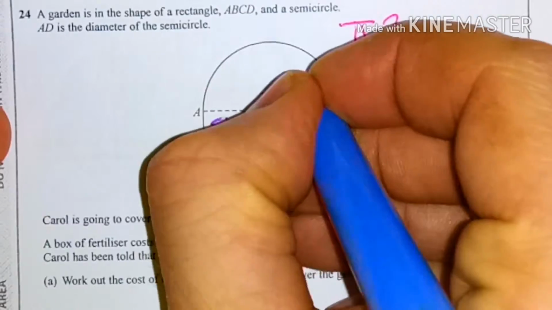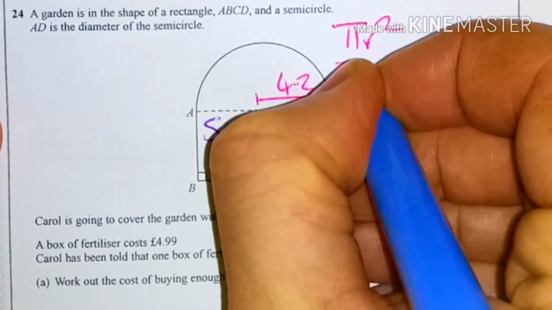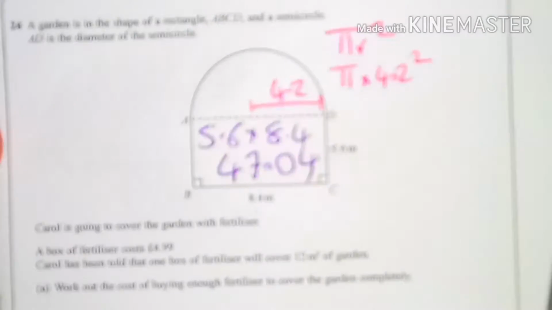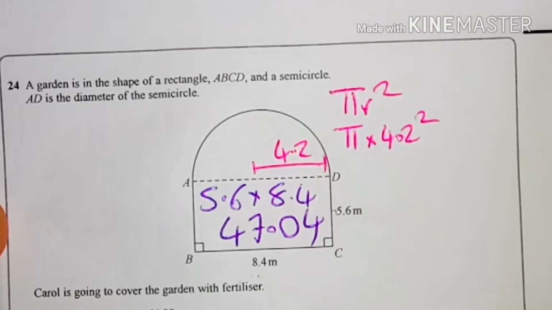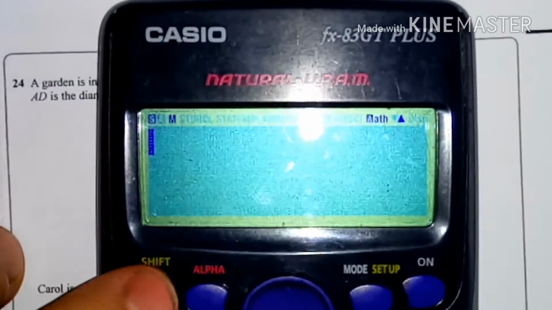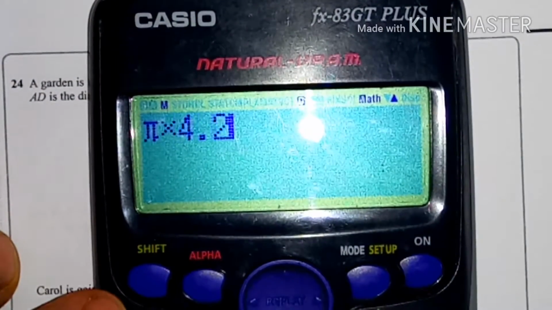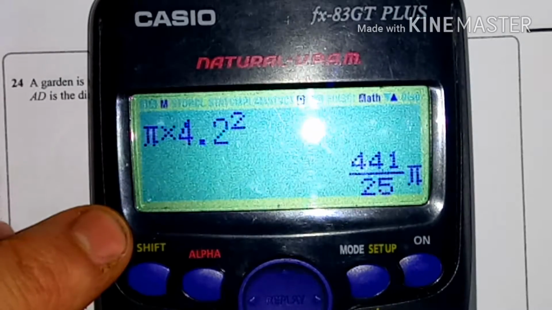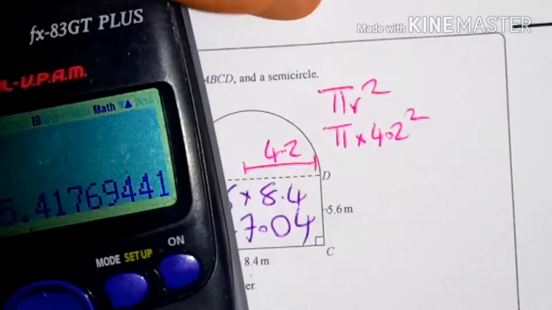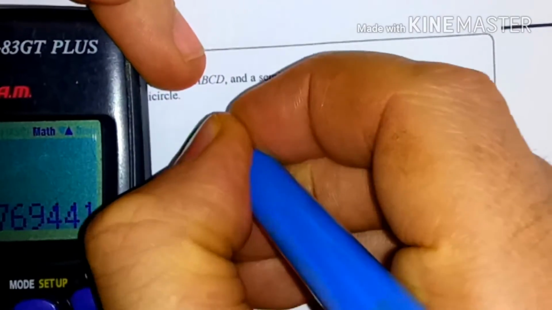4.2. So the question I have to do is pi times 4.2 squared. Now some of you might want to leave your answer in terms of pi. It will make no difference. So let's do pi times 4.2 squared equals, okay, I'm going to round it to about 4 decimal places just for the sake of accuracy.